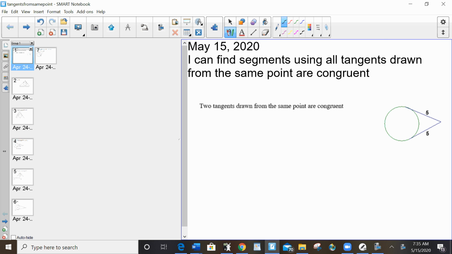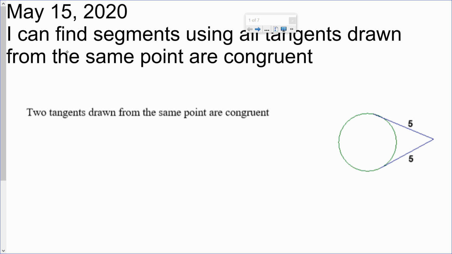Basically, as you can see in the diagram here, if you have two tangents, remember a tangent is a segment that goes from outside of a circle, hits the circle at one point, and never goes inside. So that's a tangent. Same thing here. It's a segment outside the circle that hits the circle at one point and never goes inside. If they're drawn from the same point in the same circle, then the two tangents must be congruent. That's a short, little, simple rule.